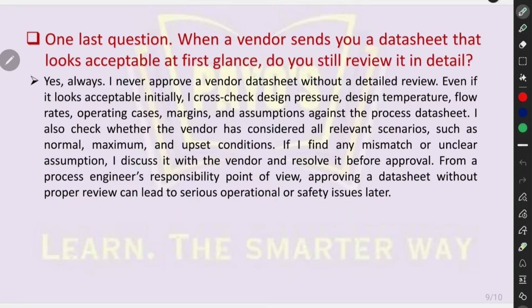One last question. When a vendor sends you a data sheet that looks acceptable at first glance, do you still review it in detail? Yes, always. I never approve a vendor datasheet without a detailed review, even if it looks acceptable initially. I cross check design pressure, design temperature, flow rates, operating cases, margins, and assumptions against the process datasheet. I also check whether the vendor has considered all relevant scenarios such as normal, maximum, and upset conditions. If I find any mismatch or unclear assumption, I discuss it with the vendor and resolve it before approval.